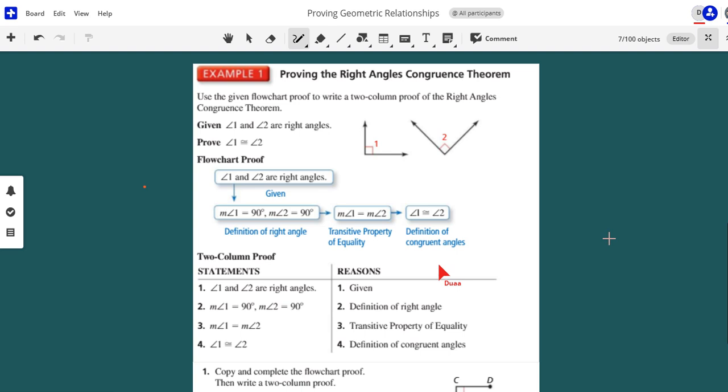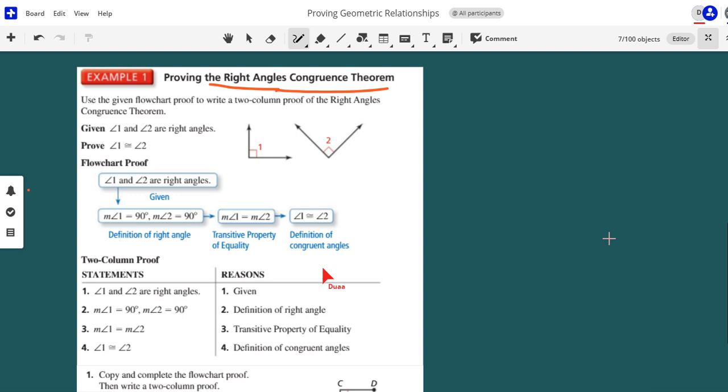For example, look at the first example: we have to prove that any number of right angles, whenever there are right angles, they are congruent. For example, if you have one right angle here, let's make it clear, there is another right angle, there is another right angle, something like that. You have to prove that all of these are congruent to each other.